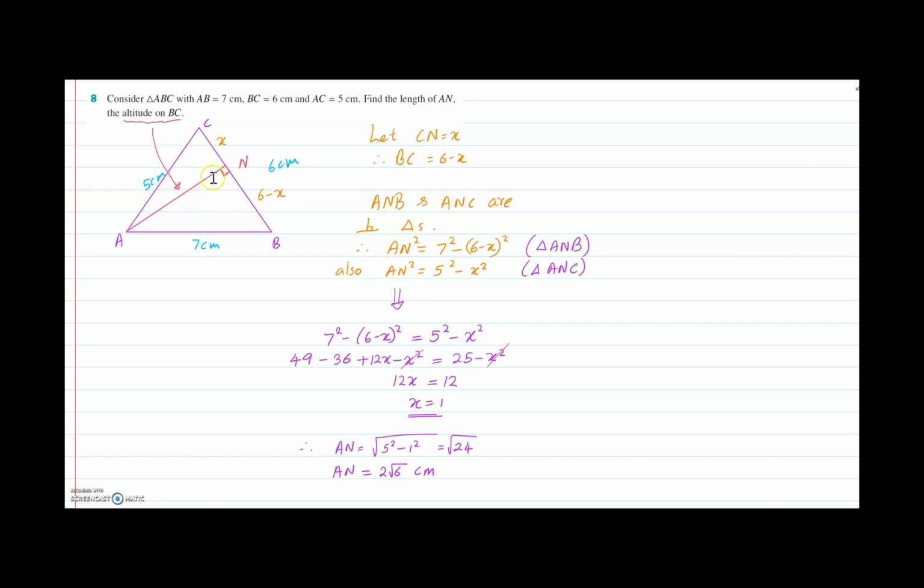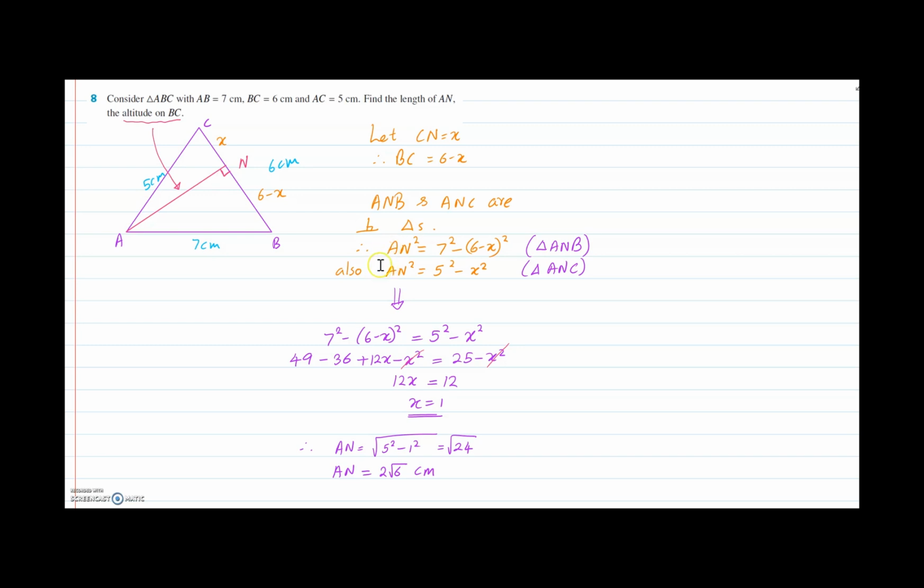If that happens, the angle at N is 90 degrees on either side. And then it creates ANC and ANB, which are right angle triangles. If we assume CN to be the length x, because BC is 6 centimeters, it leaves 6 minus x centimeters for BN. Here is a basic application of Pythagoras, writing down AN squared, which is the square of the length of the altitude.